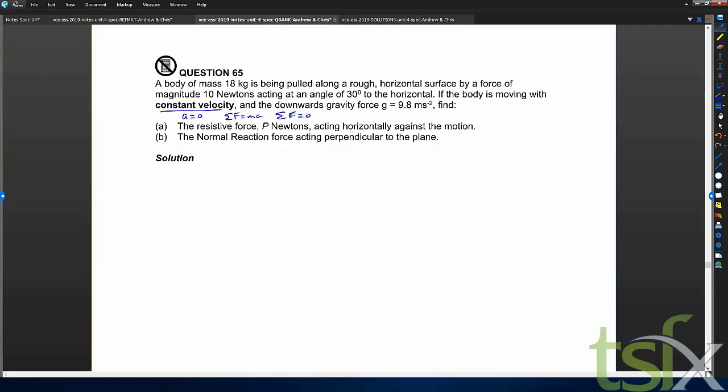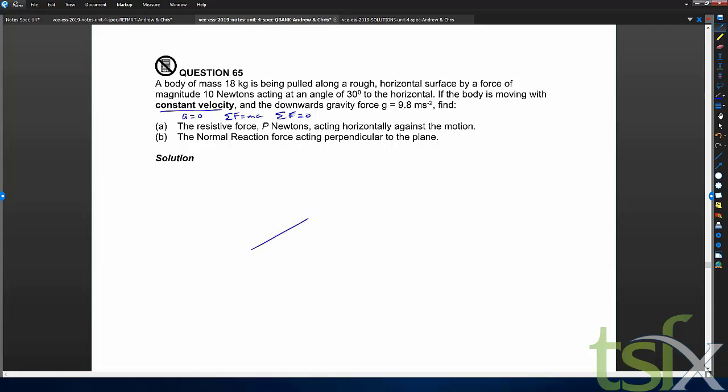Yep. All right. And the downwards gravity force, g, is 9.8 meters per second squared. Now, we use 9.8. It's on the front cover. Do not use it. All right, so let's read what we've got to do. The resistive force P newtons acting horizontally against the motion. So we've got to find these. And the normal reaction acting perpendicular to the plane. So we've got a body of mass 18 being pulled along a rough horizontal surface by a force of 10 newtons at an angle of 30 degrees.